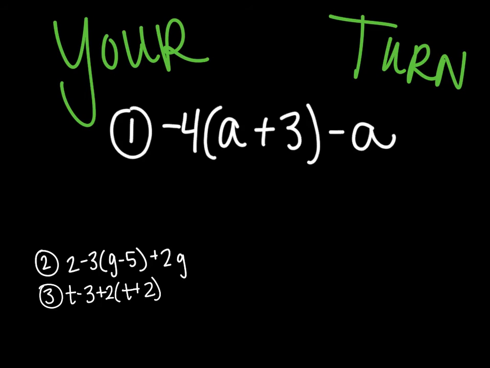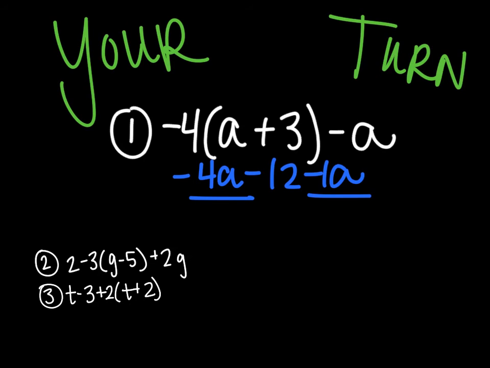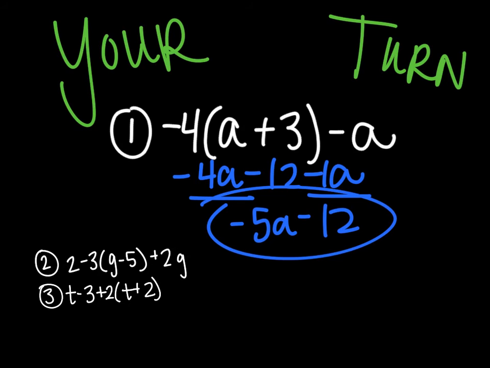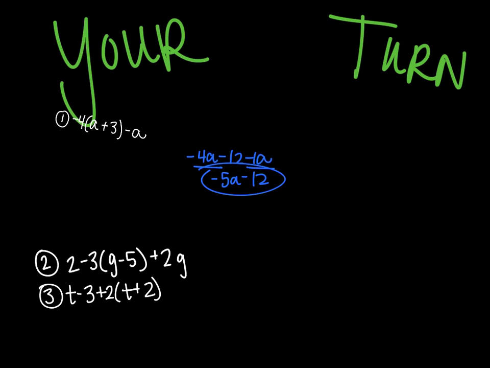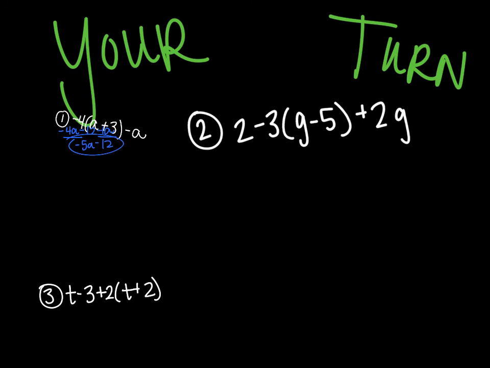All right, walking you through the answers. The first one, you distribute first. You get negative 4a minus 12, and then you have a minus 1a at the end. Combining like terms, the negative 4a and the negative 1a make negative 5a, and then minus 12. Star yours if you got it correct. I will be looking for those.